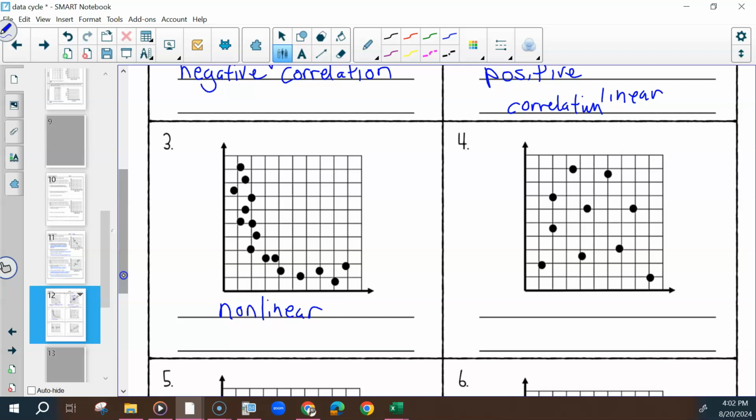Okay. And then for number 4, as I'm looking at that, it doesn't really seem to be going up or down, increasing, decreasing, together, or apart. So I would say it doesn't really have a relationship. That would be a no correlation. And I can say that it doesn't have a linear relationship, or no correlation.